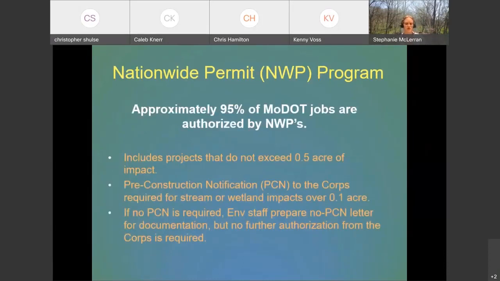Fortunately for everybody, most of our projects are authorized by the nationwide permit. So most of the time we're dealing with projects that do not exceed a ½ acre of impacts to waters of the US. A lot of the time we don't have to even notify the Corps that a project is taking place. But if the project impacts over 1/10 of an acre of stream or wetlands, then we do have to submit a pre-construction notification and get a permit authorization.